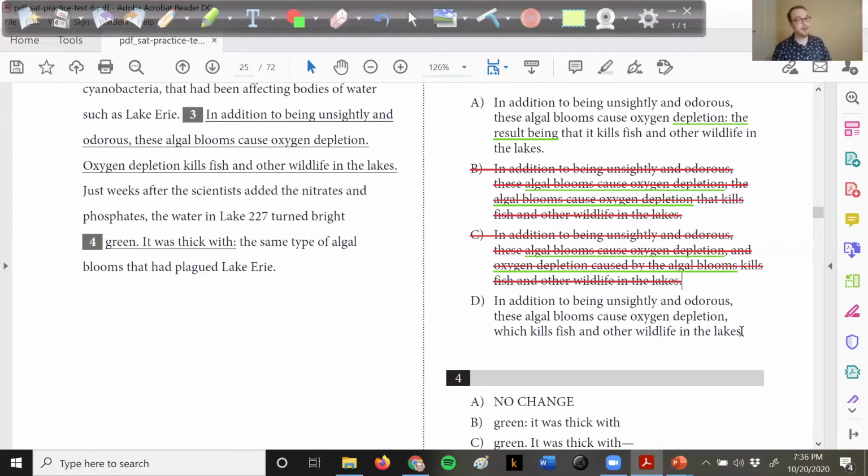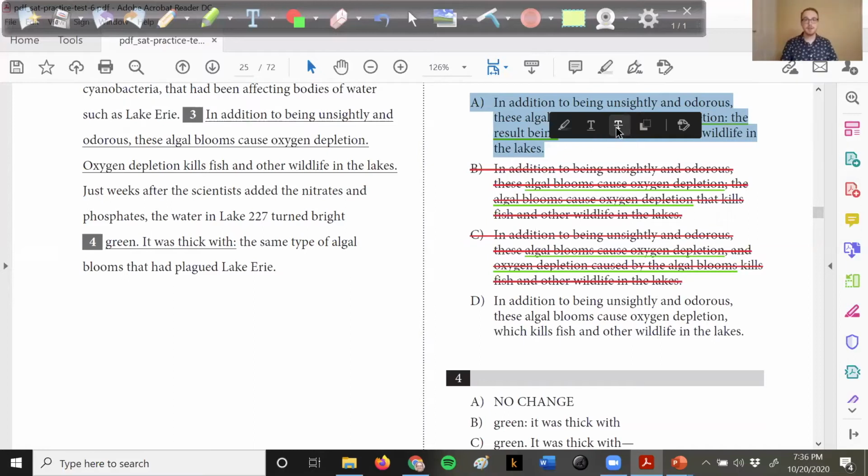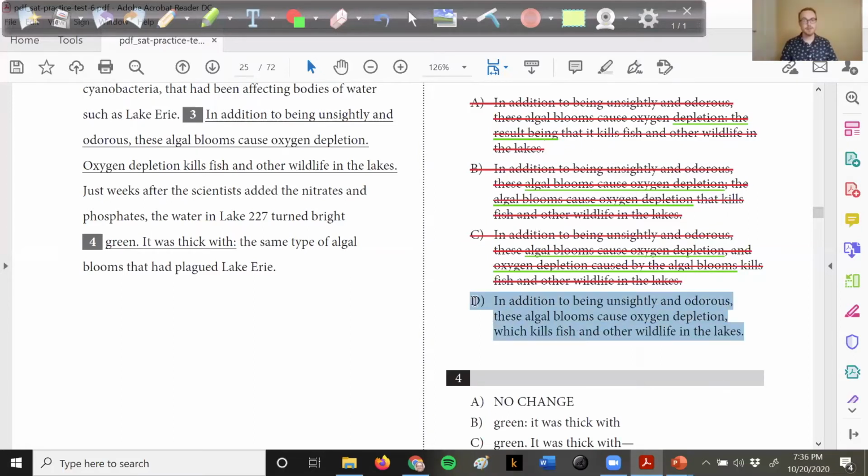Hopefully, it will never come to you having to guess on one of these questions. But if you have to guess, in editing questions, if you're stuck between two, go with the shorter one.